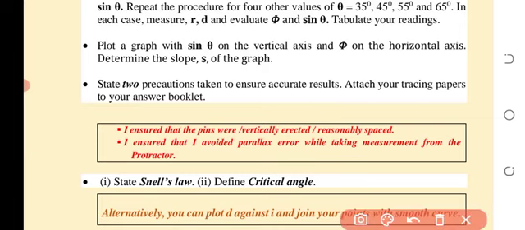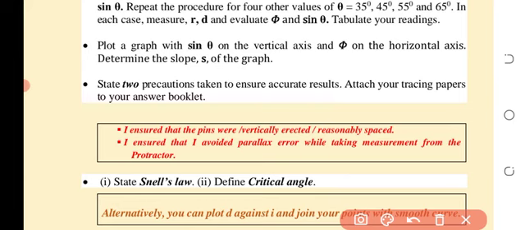You can state that you ensured that the pins were vertically erected, or that the pins were reasonably spaced. When you are using the words reasonably spaced, it must appear on your tracing paper. The reasonable spacing must appear on your tracing paper.